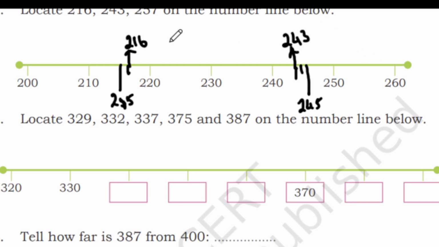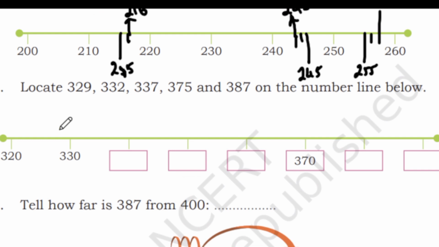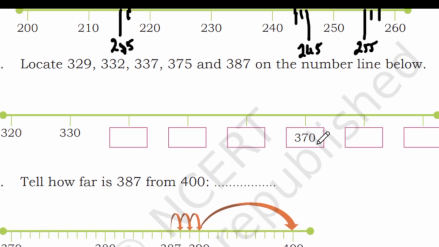So next one is 257. Here we'll have 255. This is 255. After that we'll get 256. This one is 257. Easy one. Okay, likewise you have to count and write the numbers. Here, locate 239, 233, 337, 375, 387 on the number line below. But here you have to fill the missing boxes first.